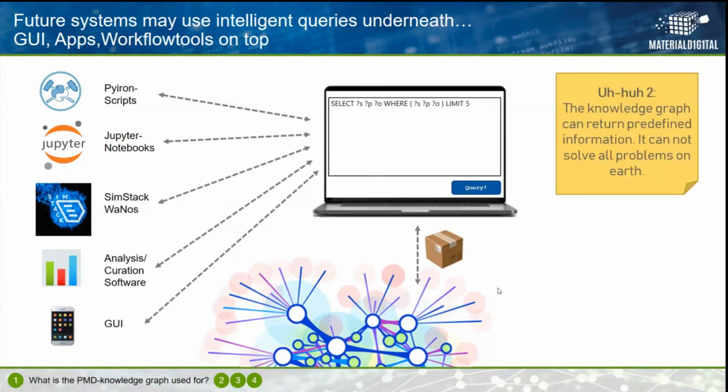So the second aha is that the knowledge graph can return predefined information, maybe not exactly predefined information, but pieces of information that are defined and structured in a predefined way. It cannot, however, solve all problems on Earth. Sometimes there is this common misconception that people just assume you can use the graph for everything in the future. Maybe at one point humanity will be able to do this, but we are not there yet, and we will probably not be in the scope of this project. So please keep your expectations in check.